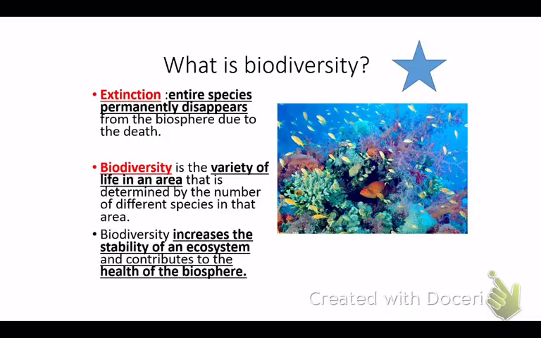So biodiversity is the variety of life in an area. The picture you see to your right is a very biodiverse ecosystem. This is a coral reef, and coral reefs have a wide variety of different species that live in that area. Biodiversity increases the stability of an ecosystem. If an ecosystem is going to be stable, it should have a lot of members in its food webs to provide energy and to provide interactions like mutualism and commensalism and even predation. So having a very biodiverse ecosystem helps keep our whole biosphere, a whole planet, healthy.